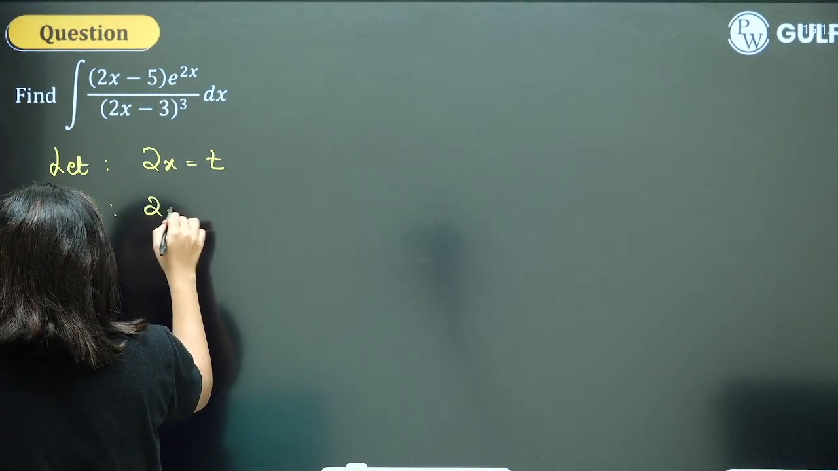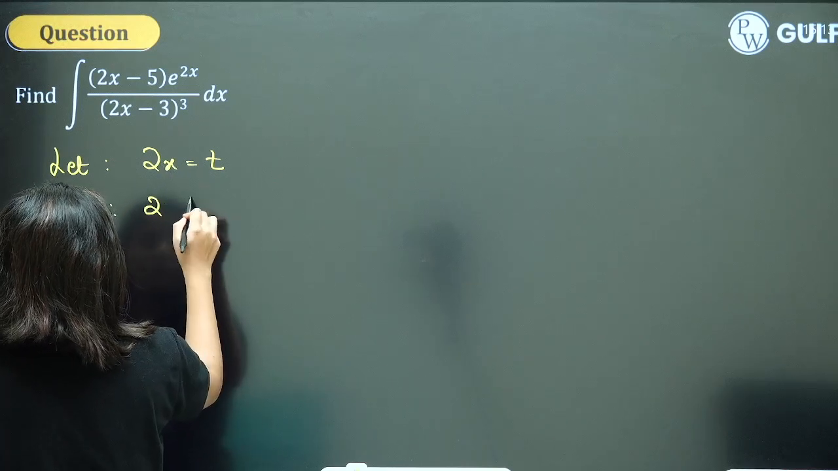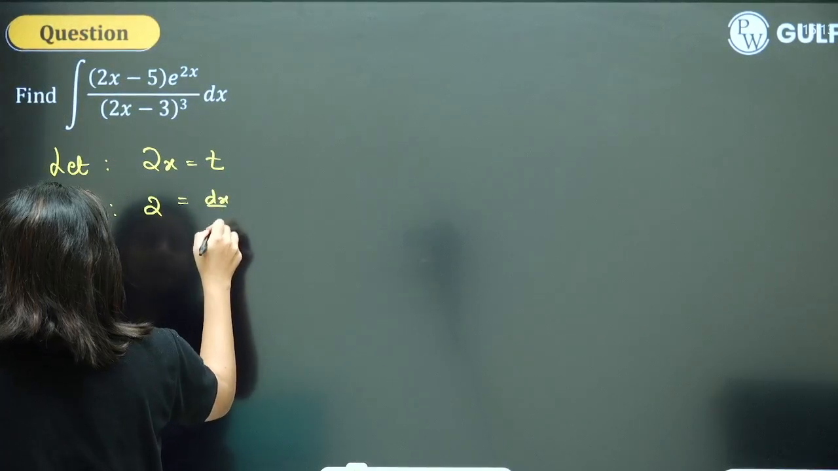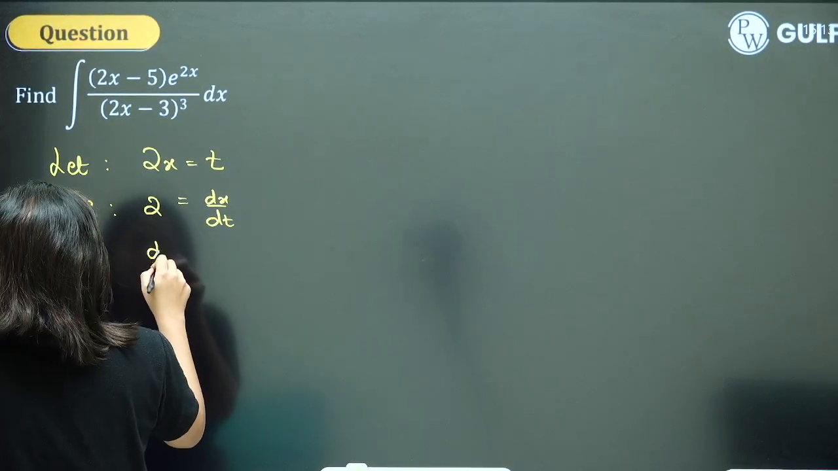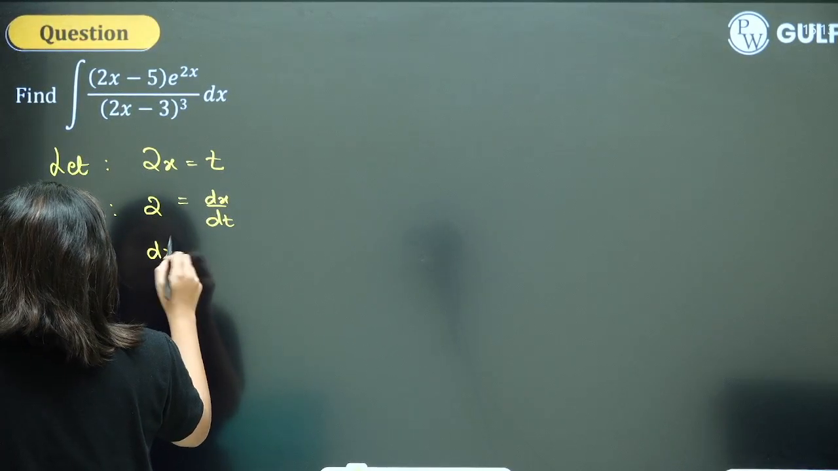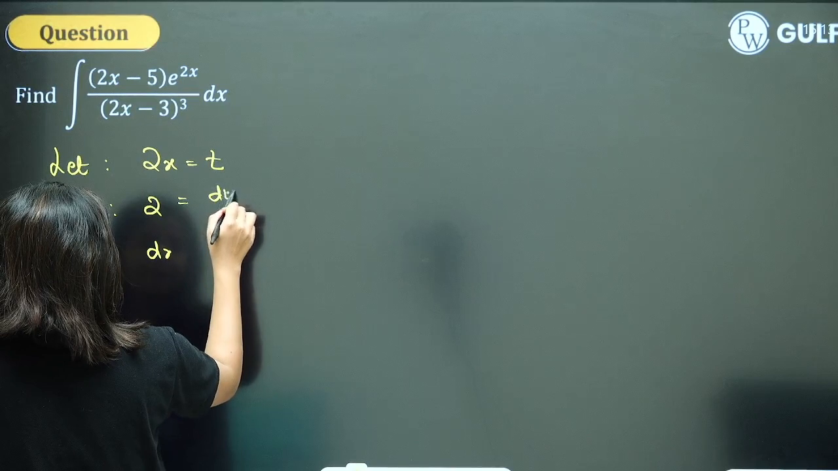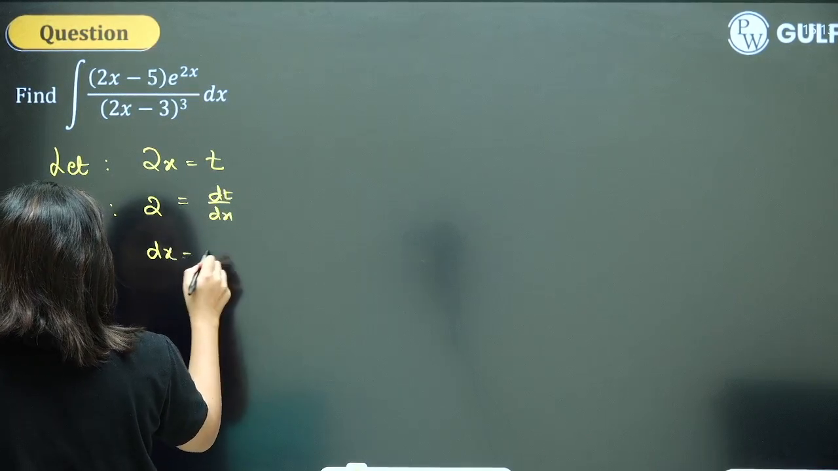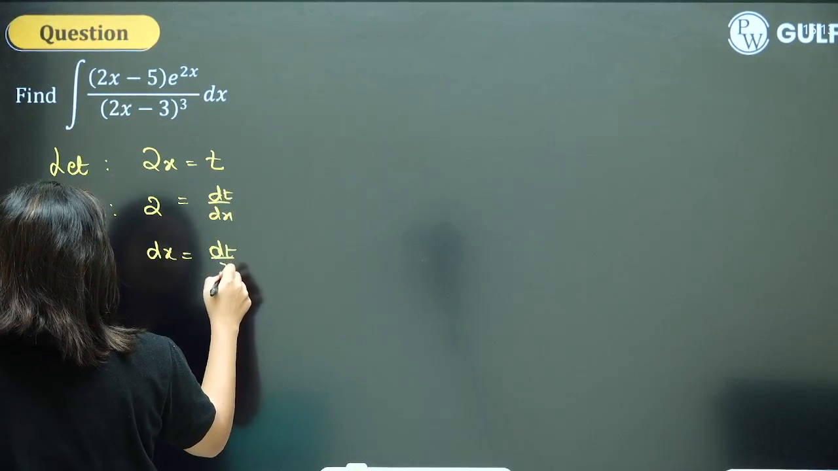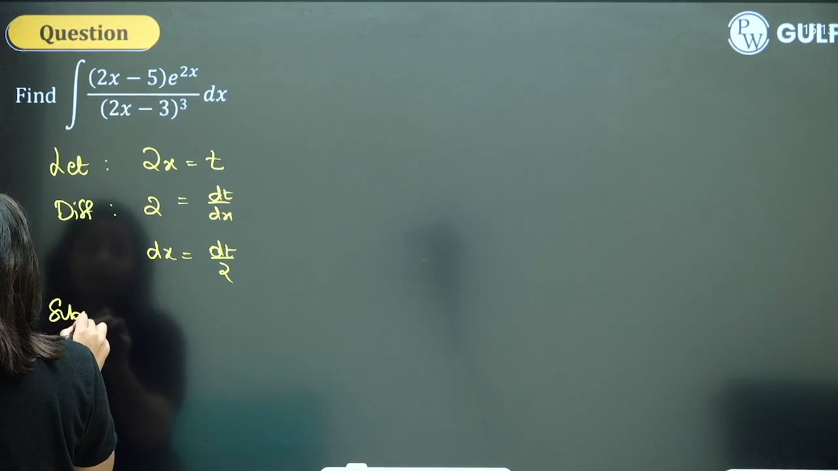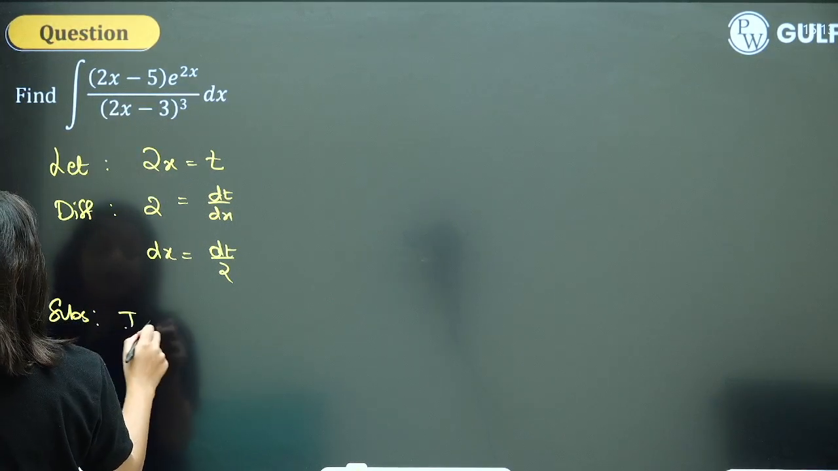Derivative of 2x, 2 is equal to dx by dt. Or in other words, dt by dx. Or in other words, dx is equal to dt by 2. Okay, let us substitute whatever we did in the integral I.